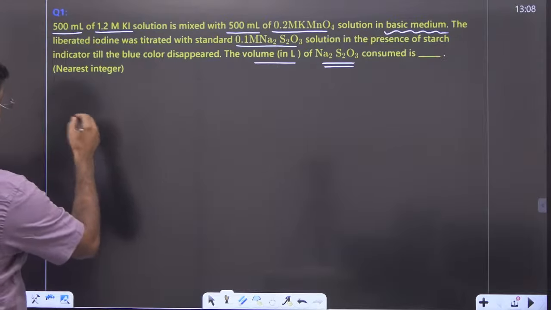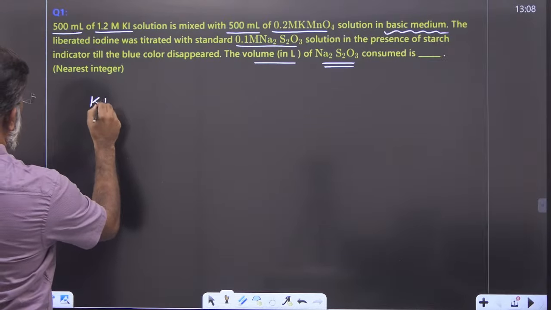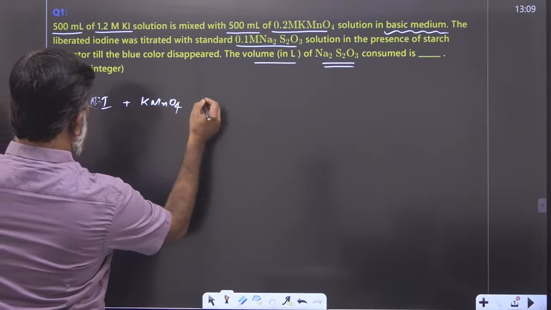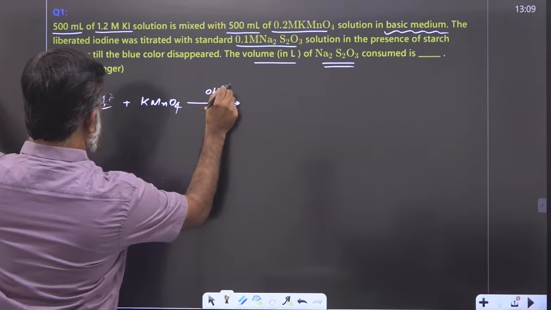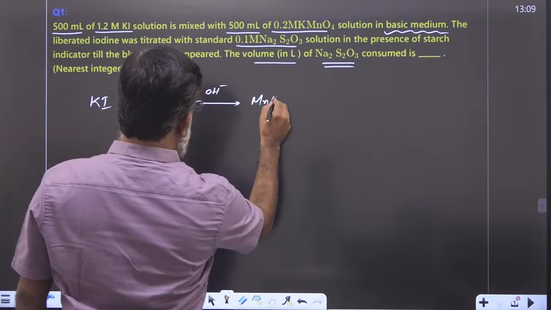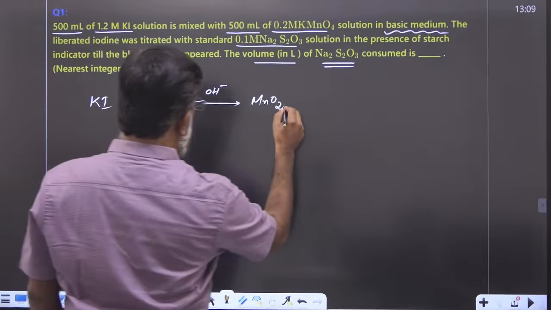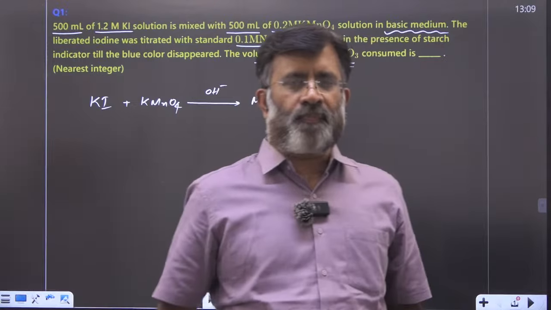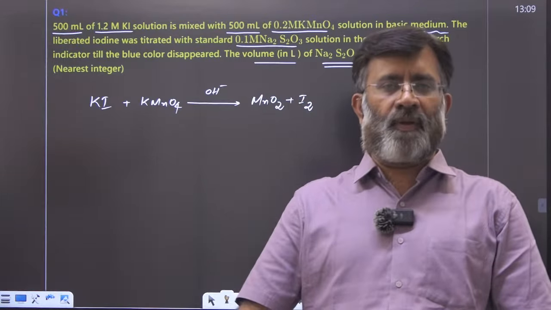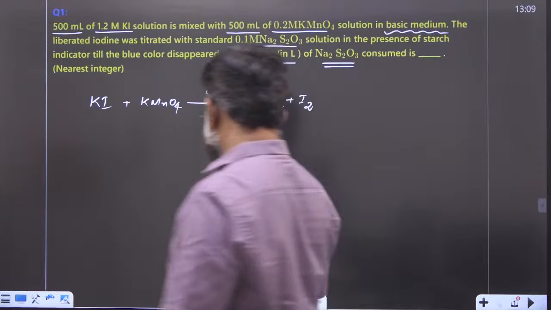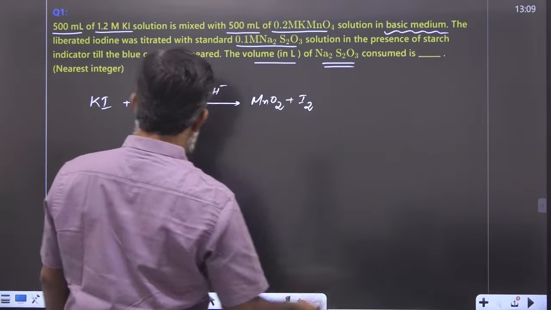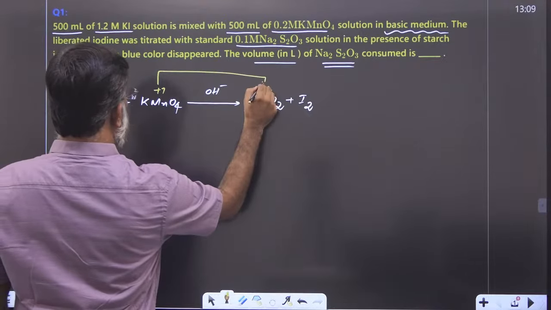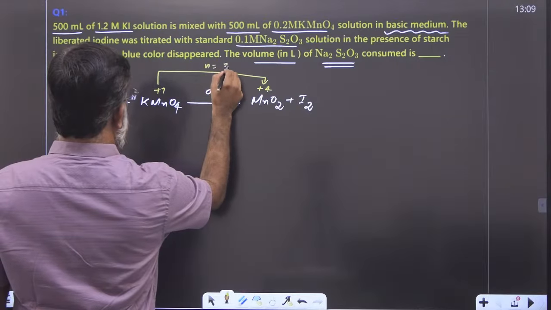So let's figure out the reaction. See, KI is reacting with KMnO4 in alkaline medium. So KMnO4 will be converted to MnO2 and I minus will be converted to I2. So what will be the n factor? Here +7 is converted to +4, so the n factor is 3.